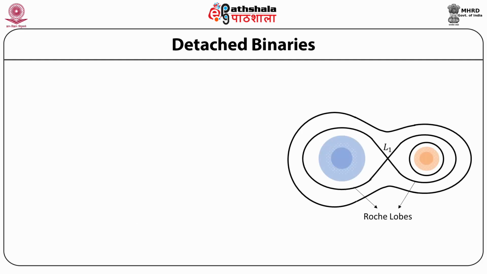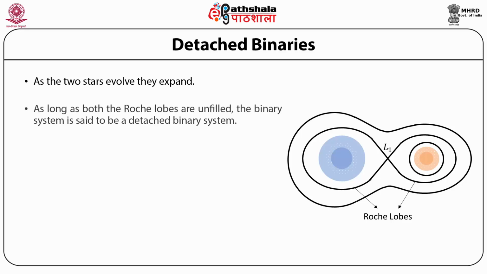Detached binary systems. With time, both the stars begin to evolve and expand. At the stage when both the Roche lobes are still unfilled, the binary system is said to be a detached binary system. The figure shows a closed binary system is said to be detached when both Roche lobes are unfilled. We can see the two Roche lobes in the given figure.